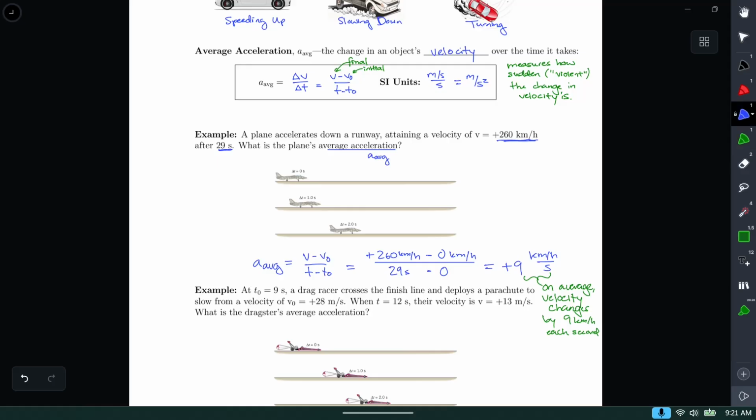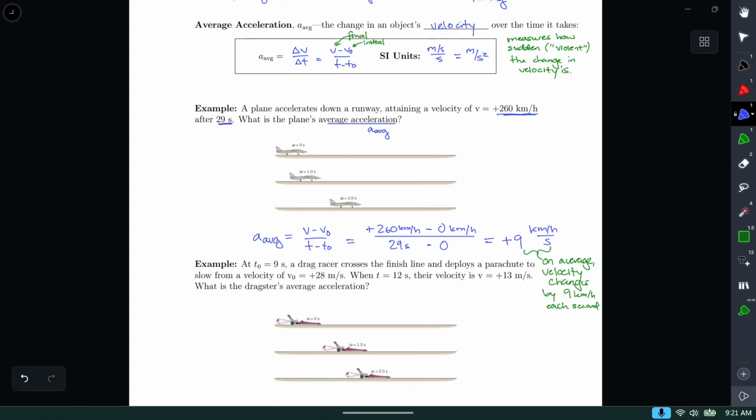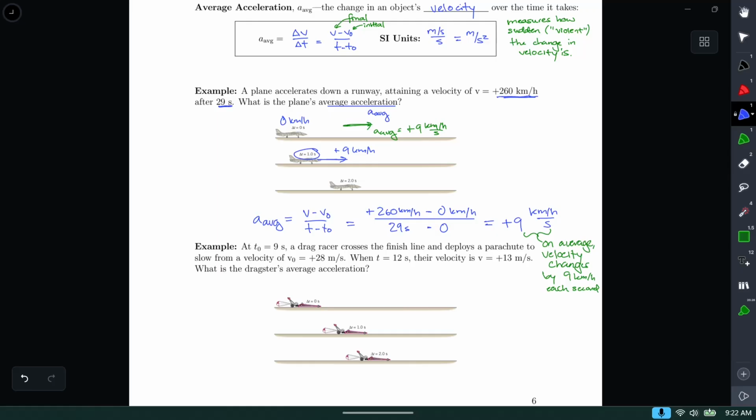If we had called it 9 kilometers per hour second, that would be correct unit-wise, but would make no sense physically. So we start from 0 kilometers per hour. After 1 second has passed, we are expecting this plane to be going about 9 kilometers per hour, due to this positive 9 kilometer per hour per second acceleration. And after 2 seconds have passed, we're expecting it to be going how fast? 18 kilometers per hour. Yep.